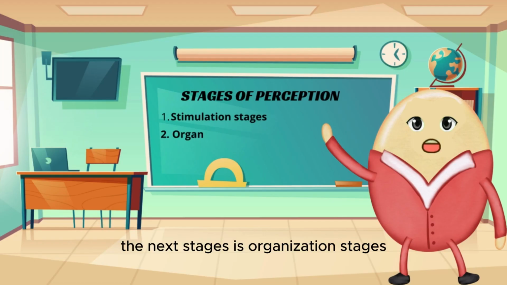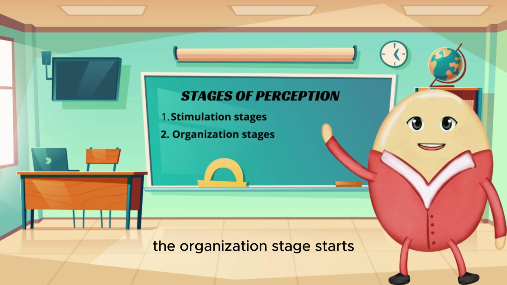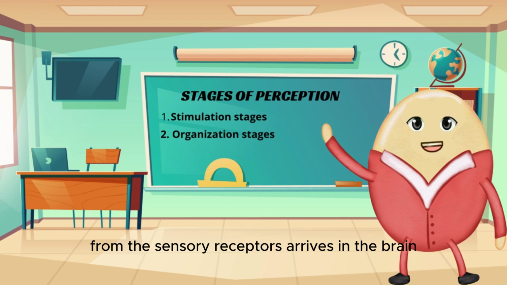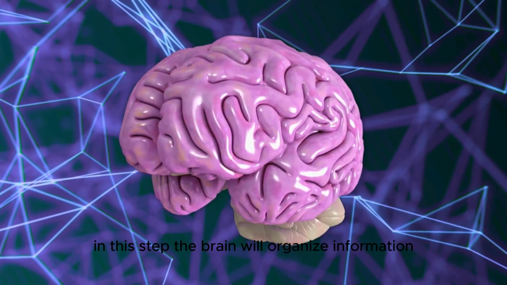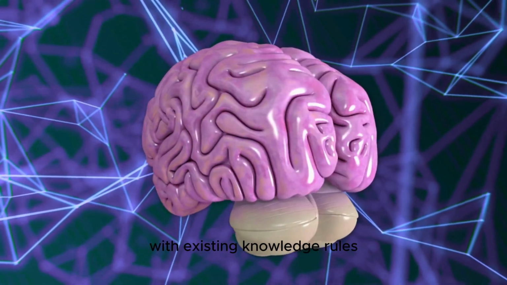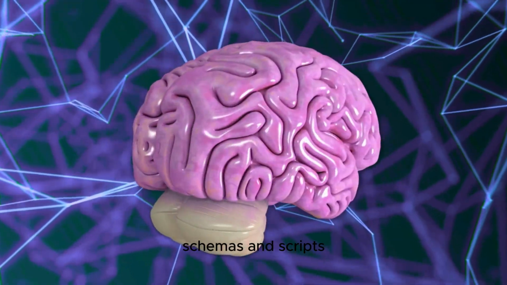The next stage is the organization stage. The organization stage starts when information about the stimuli from the sensory receptors arrives in the brain. In this step, the brain will organize information with existing knowledge, rules, schemas, and scripts.